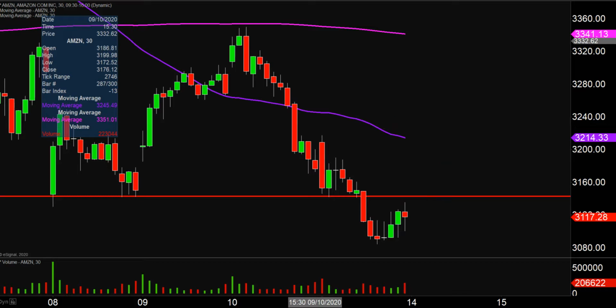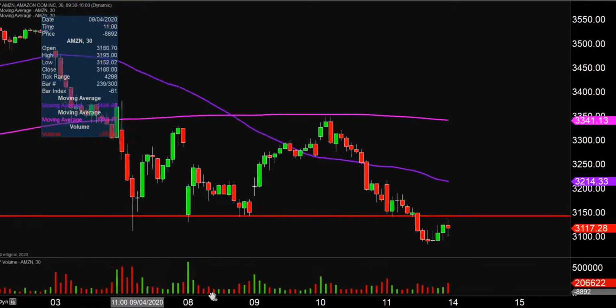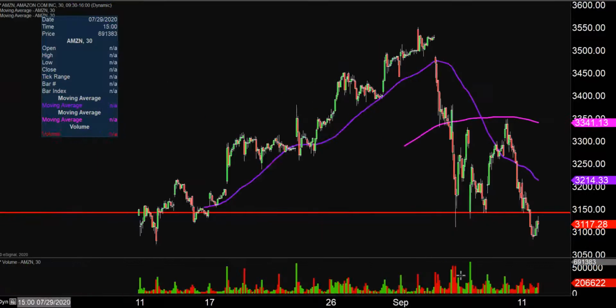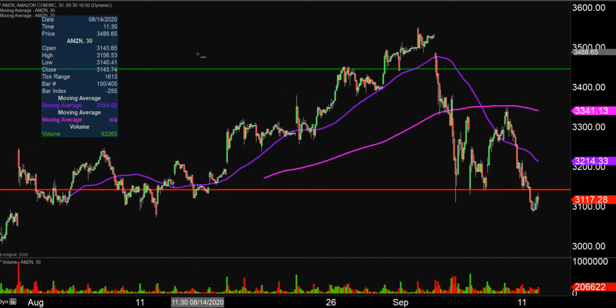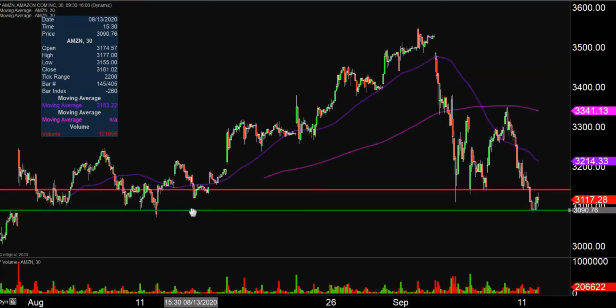As far as areas of support are concerned, I'm going to squeeze this down here to offer up a bit more context. But you can see it's been quite a while since the price has been down this low. But the first key area of support is going to be right up here around the 30.90 mark. So 30.90, which has a whole lot of history.